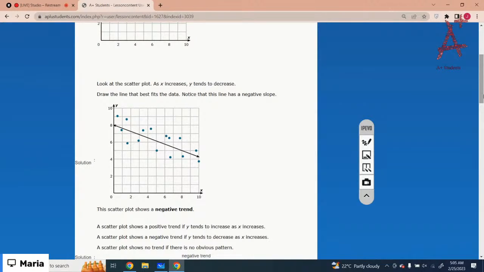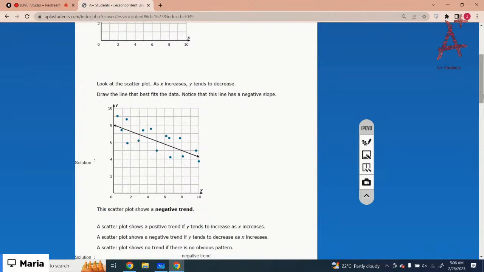Got it? A scatter plot shows a positive trend if y tends to increase as x increases. Like both y is increasing, x is increasing. That is the positive trend. A scatter plot shows a negative trend if y tends to decrease as x increases. So y is decreasing as x is increasing. That shows the negative trend. A scatter plot shows no trend if there is no obvious pattern. If there is no pattern in the data, that means the scatter plot has no trend.